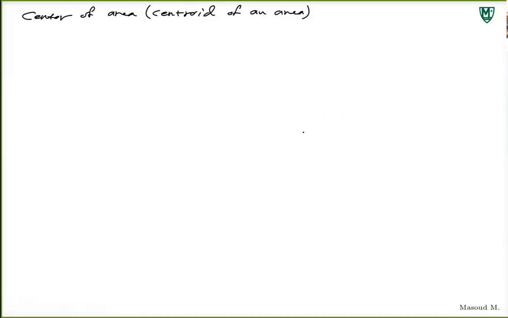Think about the area. In area, we don't really care about the z dimension, right? It's just x, y. We're talking about area, two-dimensional space. So let's see, how can we find the centroid, center of an area?